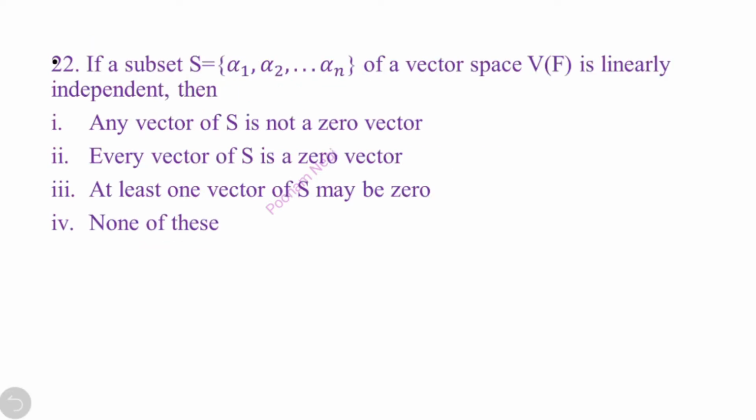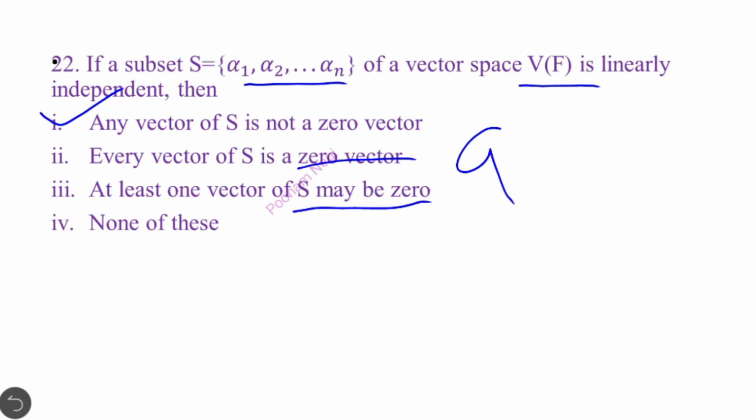Next question is, if a subset S = {alpha 1 to alpha n} of a vector space V(F) is linearly independent, then any vector of S is not a zero vector, every vector of S is a zero vector, at least one vector of S may be 0, or none of these. The correct answer for this question is any vector of S is not a zero vector, because if it were 0, then we could not find the value of the coefficient as 0. That's why the first condition is true.